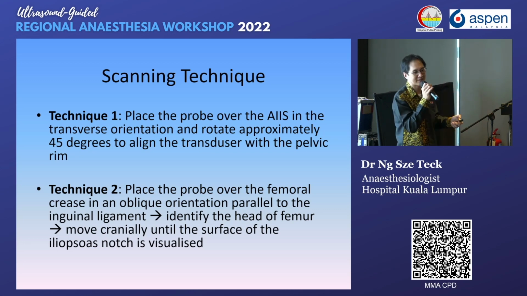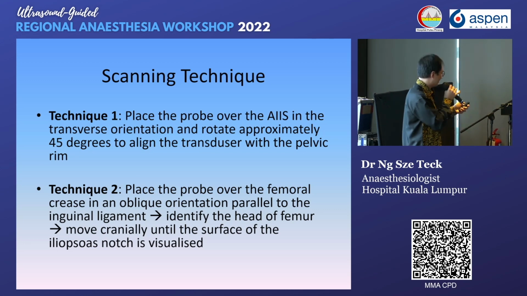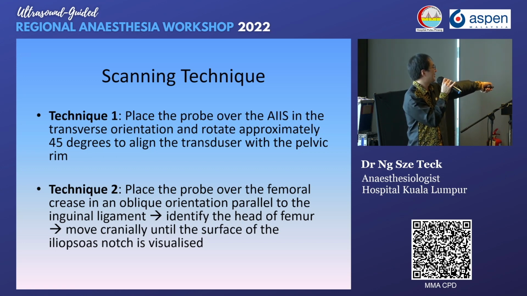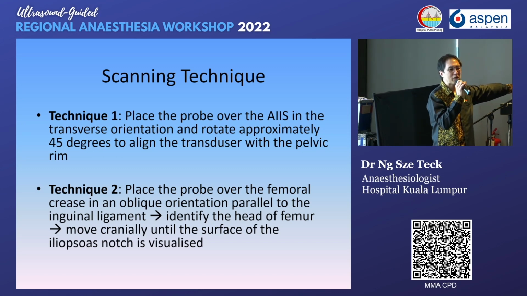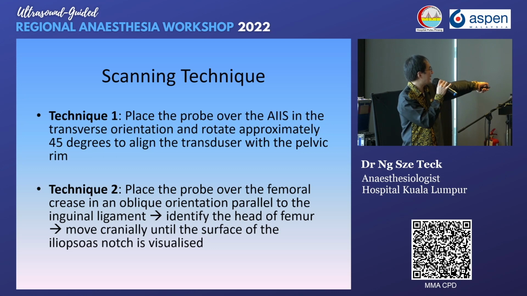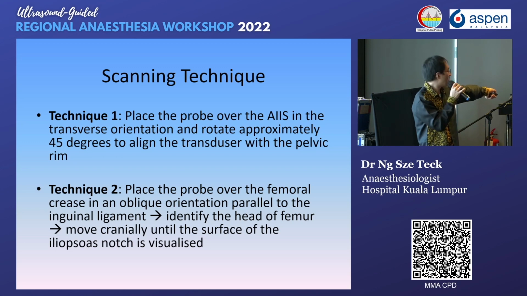There are two techniques that have been described before. The first technique is to identify the AIIS. So how do you identify the AIIS? Actually, you can't, because it's a deeper structure. So you can only palpate the ASIS, and then from the ASIS you trace down to look for the AIIS. Then you rotate your probe to align the transducer with the pelvic rim. So this technique is a bit difficult. So then comes the other technique. You just place the probe over the femoral crease in an oblique orientation, parallel to the inguinal ligament.